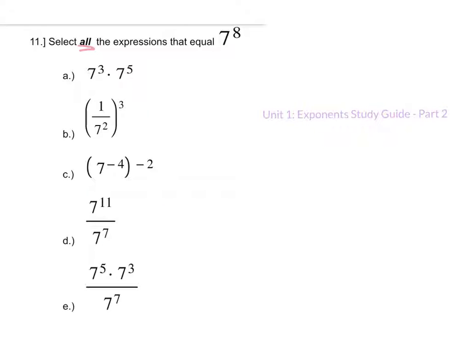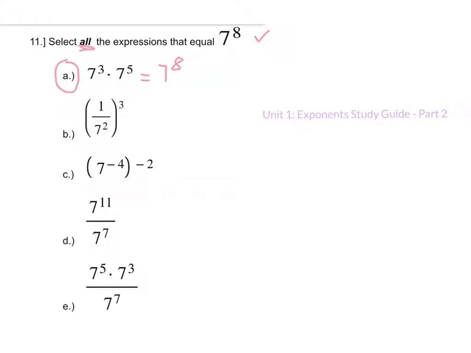So let's look at choice A. Choice A would be the product of powers. The bases are the same and you're multiplying. Keep the base, add the exponents. So A does equal 7 to the 8th power. Let's keep looking because it said select all the expressions.